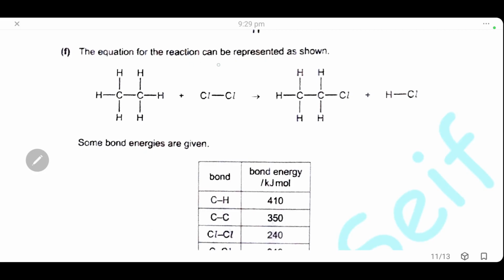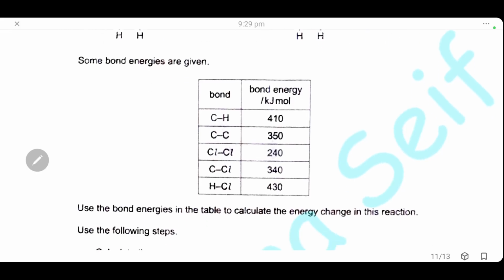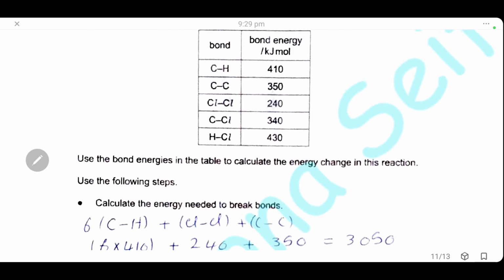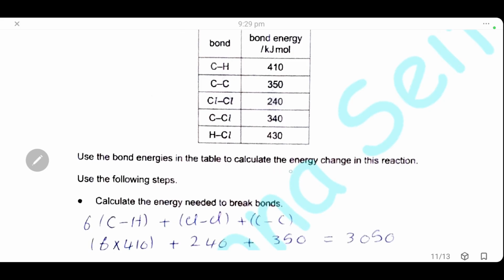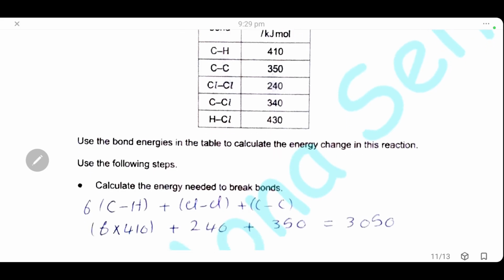The equation for the reaction can be represented as shown. Here we have ethane and chlorine. The products are chloroethane and hydrogen chloride. The bond energies are shown here in the table. Use the bond energies in the table to calculate the energy change of the reaction.